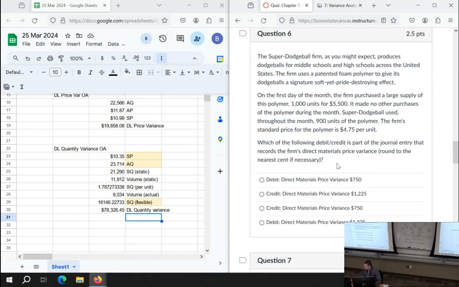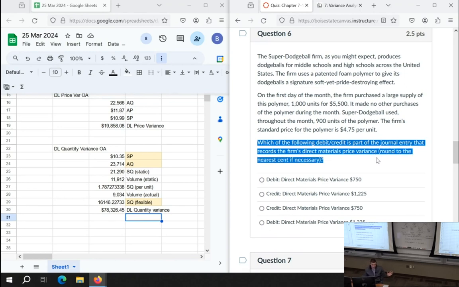All right, so here's a question that focuses in on the journal entry piece of the puzzle. Ultimately we're asking which of the following debit/credit is part of the journal entry that records the firm's direct materials price variance. Remember there are two entries. One when you purchase it, which records the price variance. One when you use the material, and that's for the quantity or usage variance.